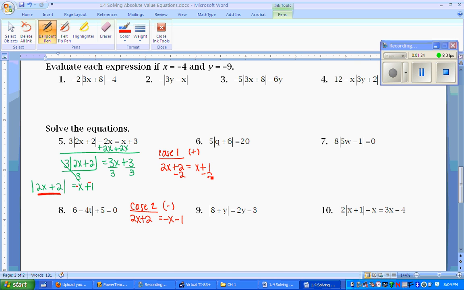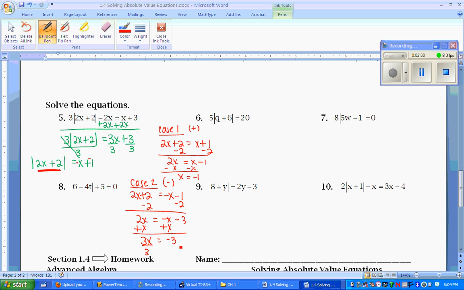Subtract 2 from both sides. Subtract x from both sides, and here x is negative 1. Subtract 2 again from both sides. This time add the x to both sides. We're trying to get x alone. And divide by 3. It looks like we're still going to get x equals negative 1.